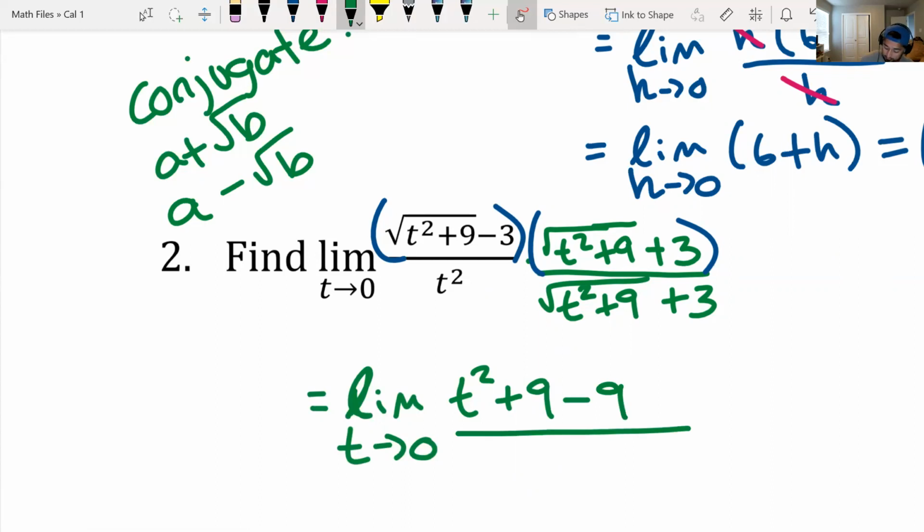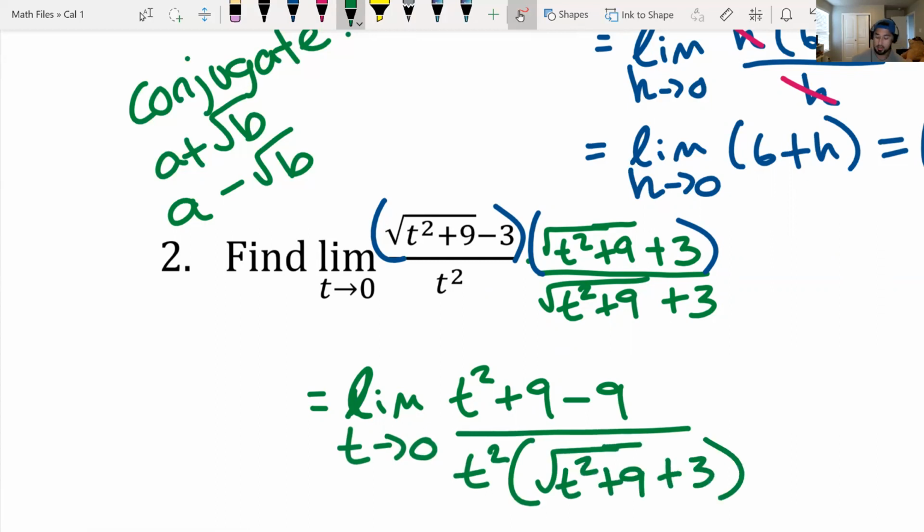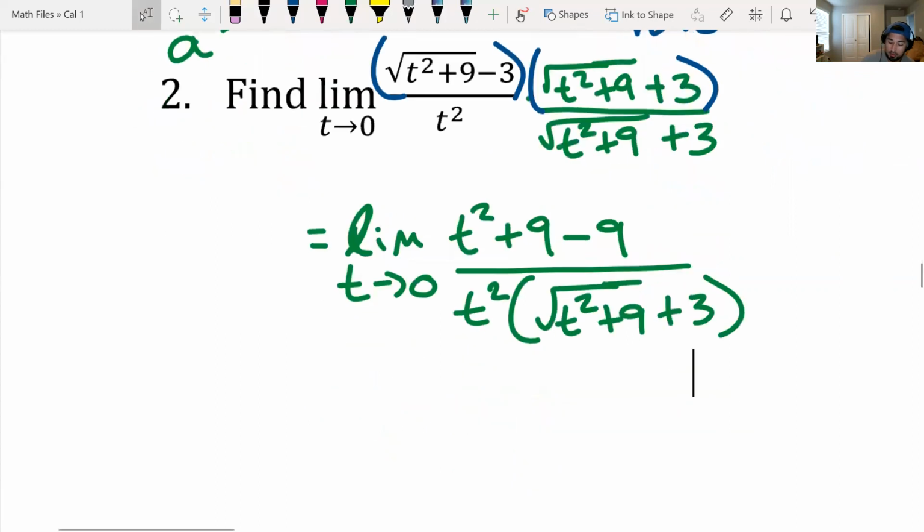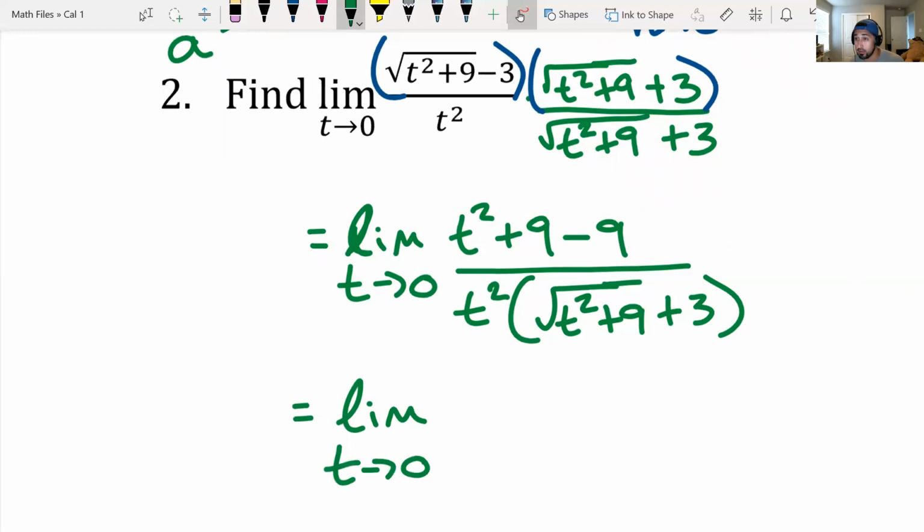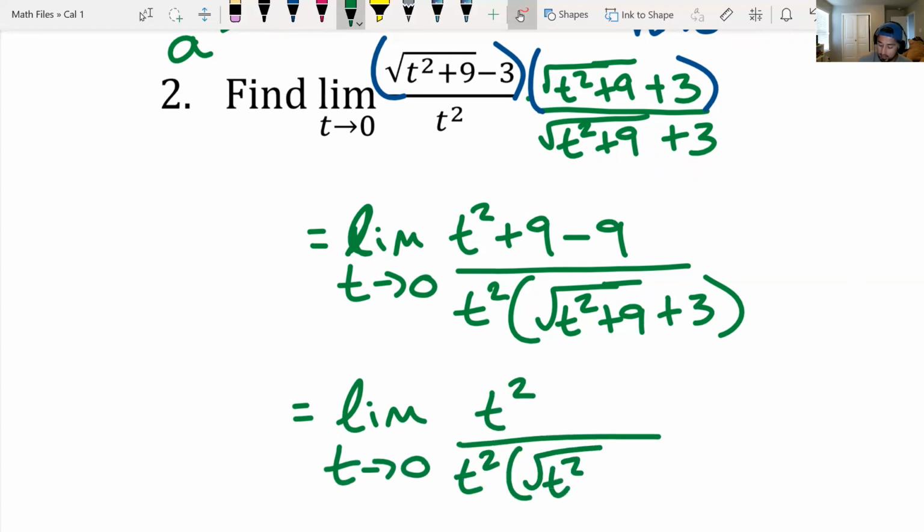Over t squared times the square root of t squared plus 9 plus 3. Okay, awesome. Keep going. The limit as t approaches 0. Now you see in your numerator, your nines will cancel. So what you're left with is t squared over t squared times the square root of t squared plus 9 plus 3.